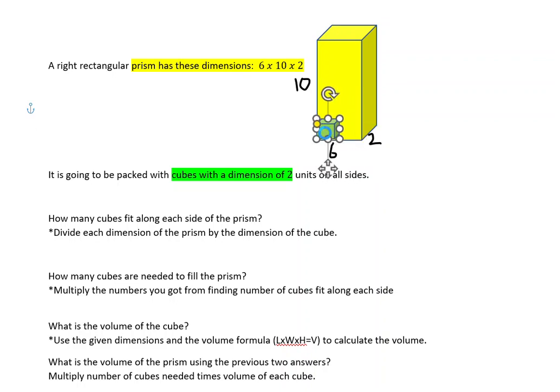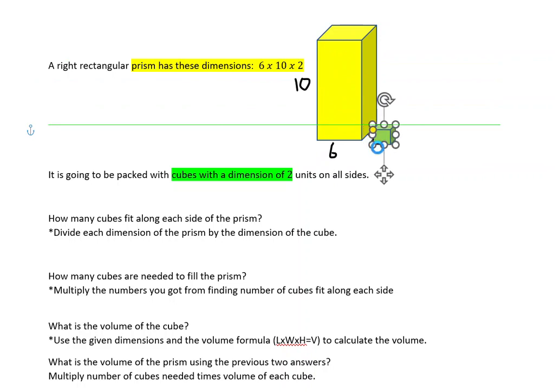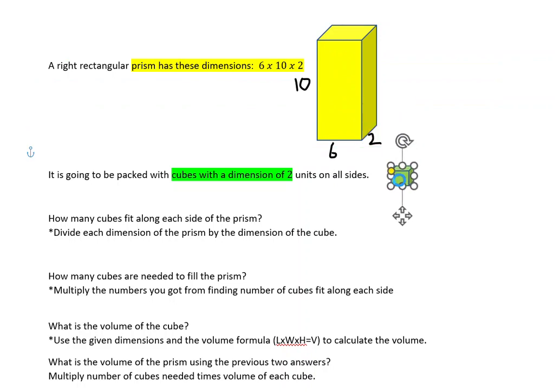What about the height? If the height is 10, how many of these 2 dimension cubes can I fit along the height? 2, 4, 6, 8, 10. How many was that? If I've got a width of 2, how many cubes can fit there? So what we're going to do is divide each dimension by the dimension of the cube.